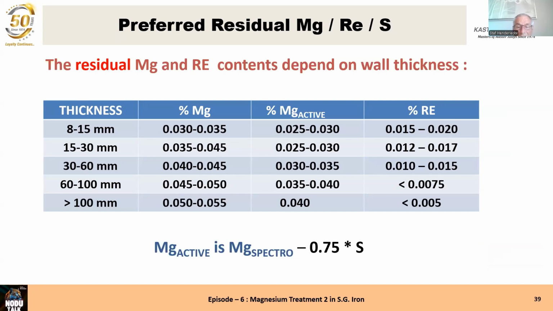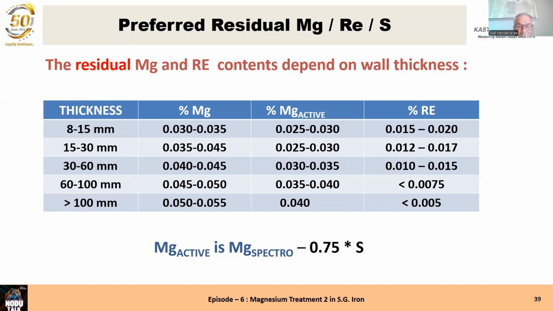So, magnesium active, what is that? Your spectrometer gives you the percentage of magnesium that is still in your metal. But that's also the magnesium that is bound with sulfur, MgS. And MgS has 0.75 times the sulfur content as magnesium. So magnesium active is a very important thing, and I always check it in every foundry I come to.